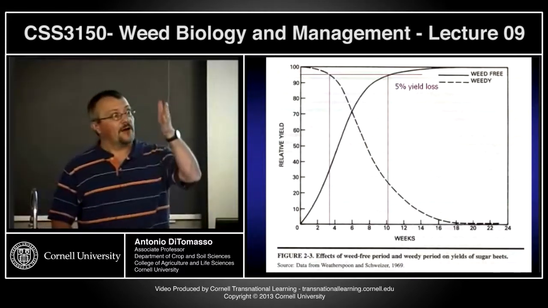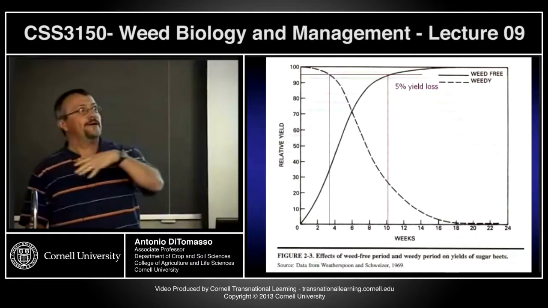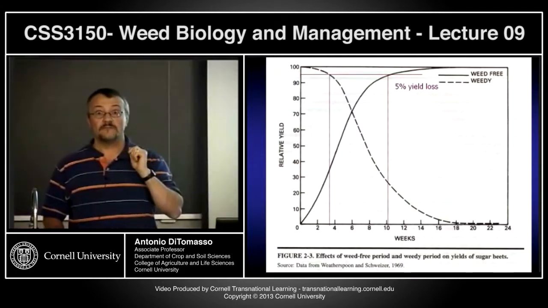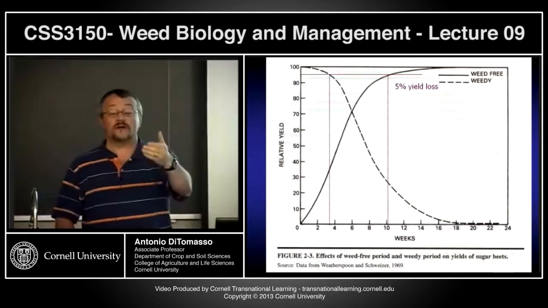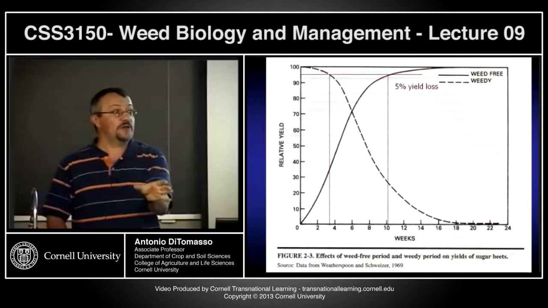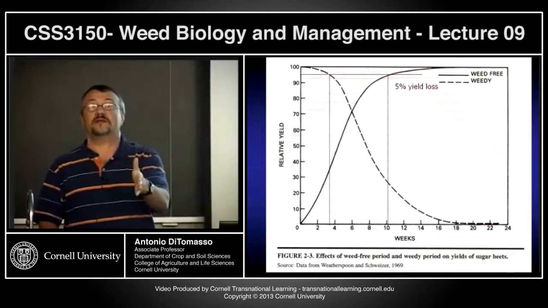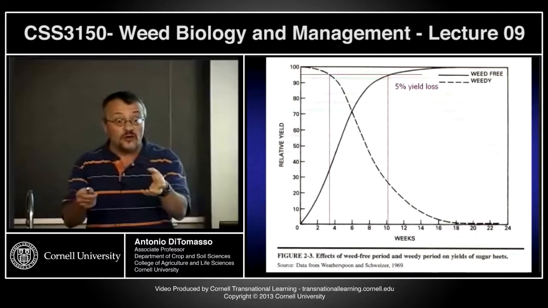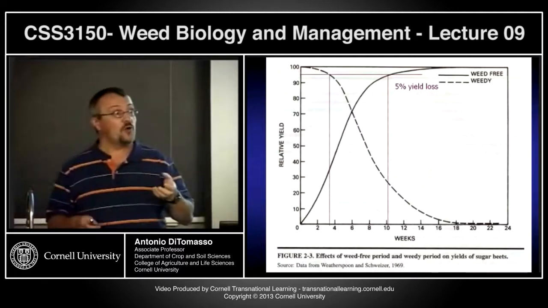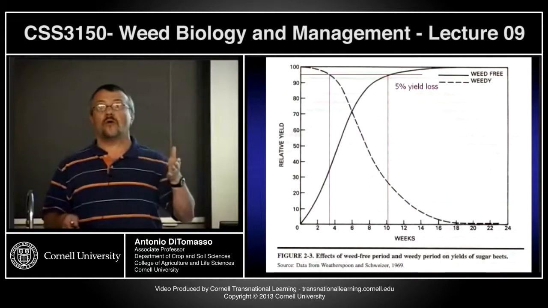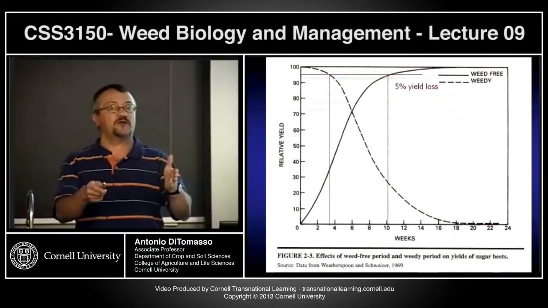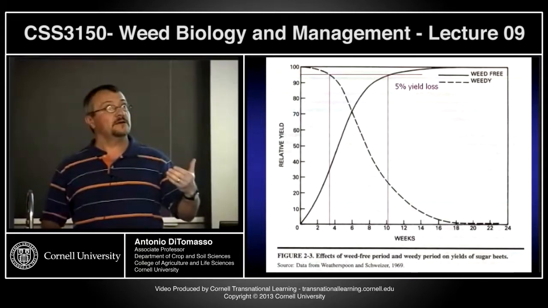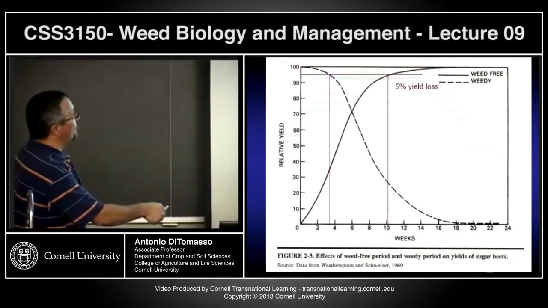At all these intervals, 2 weeks, 4 weeks, 6 weeks, or at the V3, V4 stages, you keep it weed-free for 2 weeks, weed-free for 3 weeks, 4 weeks, and you let the plant grow. Harvest time comes along, now you know the treatments. You look at yield when the corn was weed-free for 2 weeks, 3 weeks, 4 weeks, 5 weeks, and you get an idea. So this is what this graph is going to show.